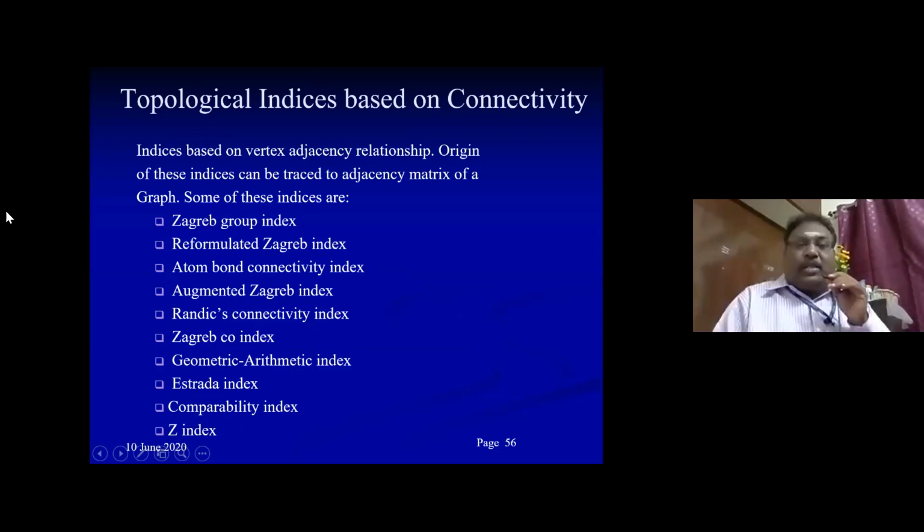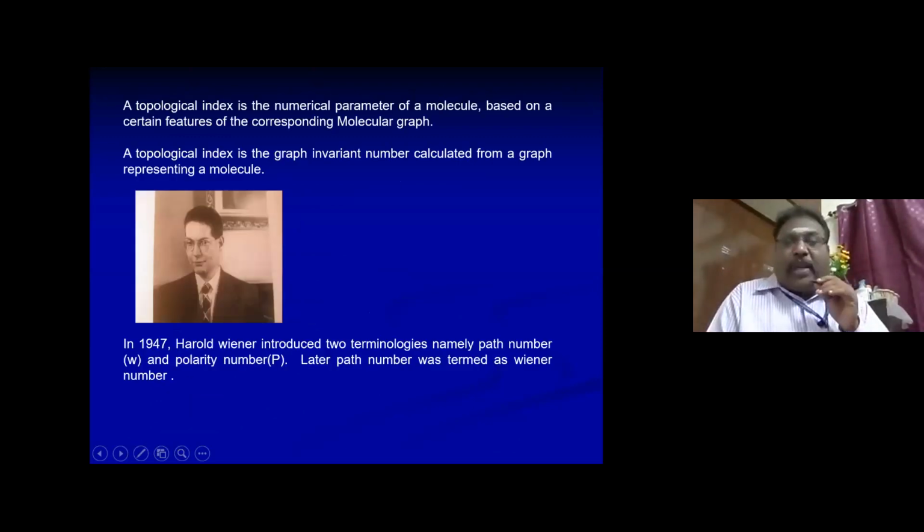Look at this great man, Harold Wiener, who in 1947 introduced two terminologies, namely path number and polarity number. So, the topological index of a graph is an invariant number calculated from a graph representing a molecule. Okay. The path number was later termed as Wiener number.